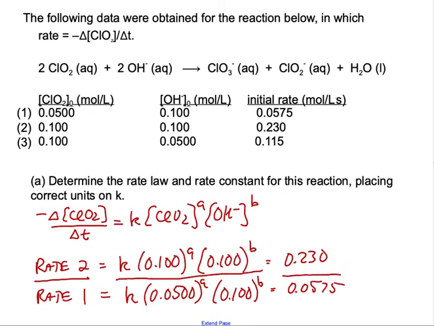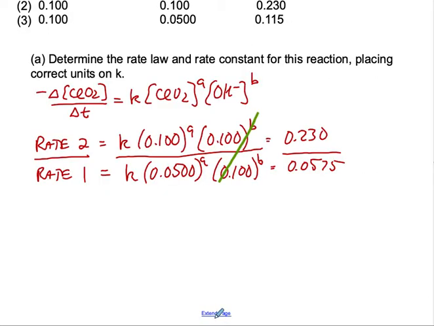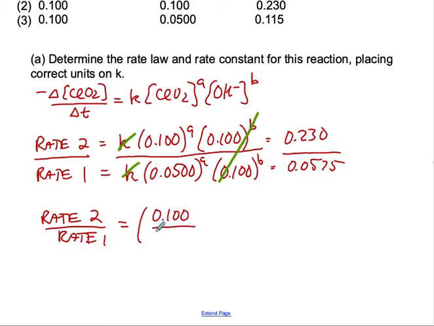other. And now, because the initial concentration of hydroxide is being held constant, I can simply cancel all of that, the concentrations and the order B. Now I can simplify this by saying rate 2 over rate 1 is equal to, what else can I cancel? Of course, I can cancel K. Is equal to 0.100 over 0.0500 to the A power.